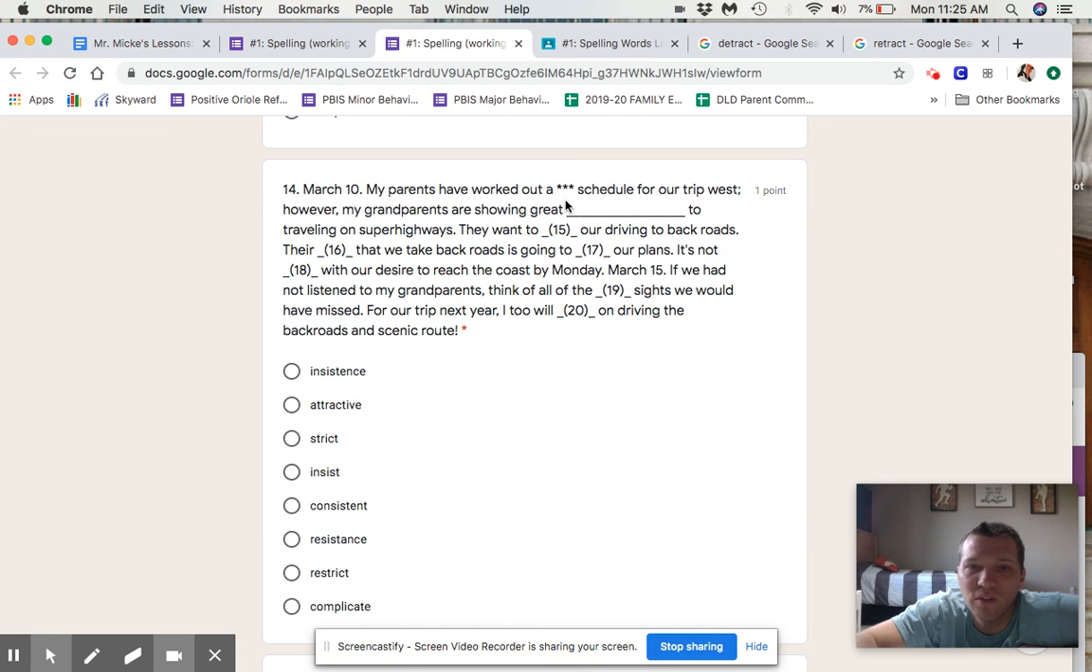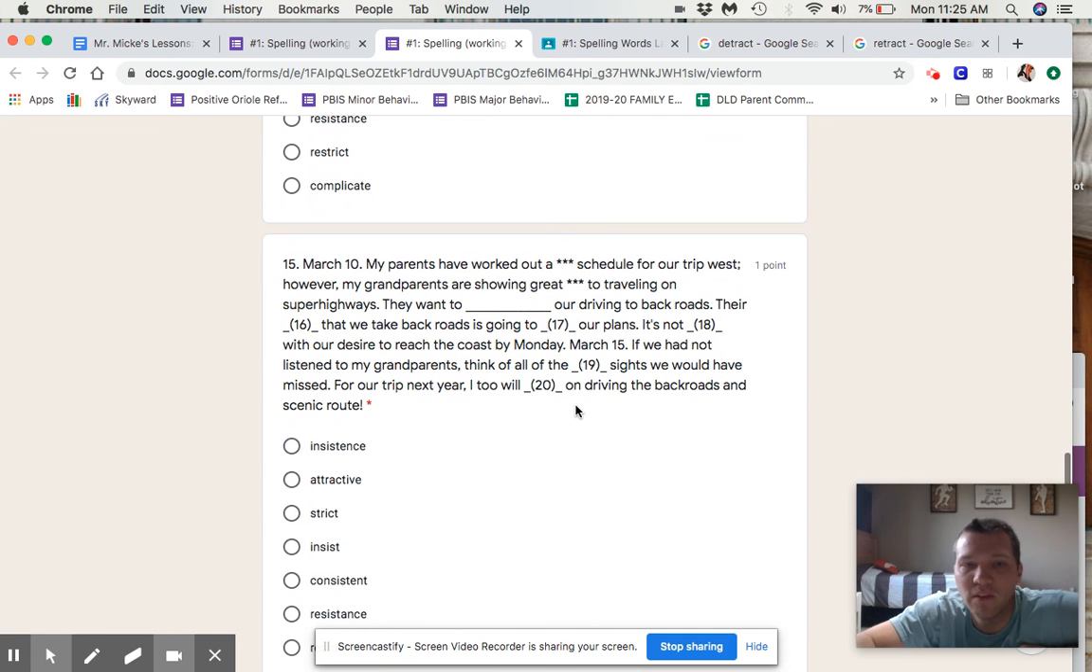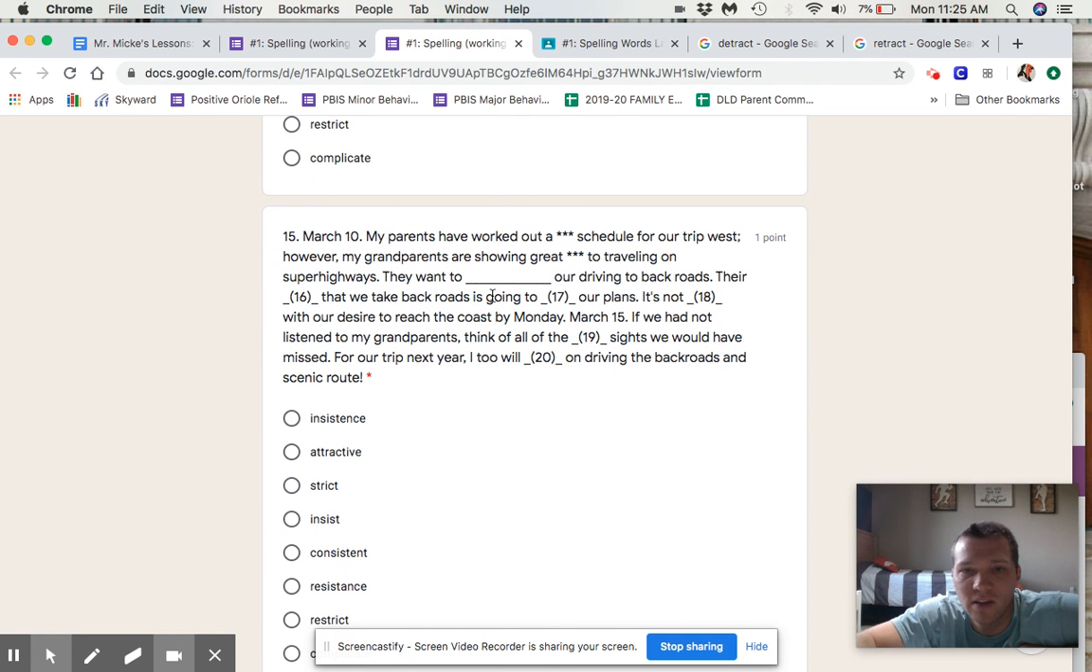Hopefully, by starting those first two, now you're feeling pretty confident about going 15 through 20 and just filling in the underlined part for each part.